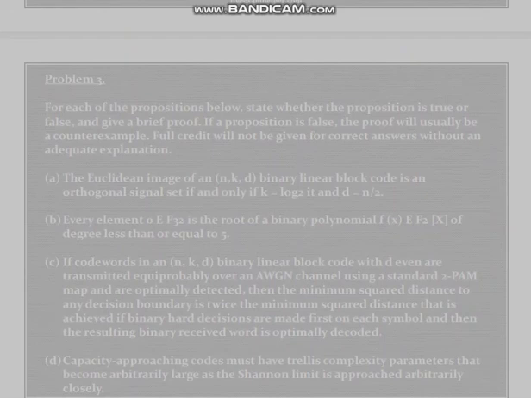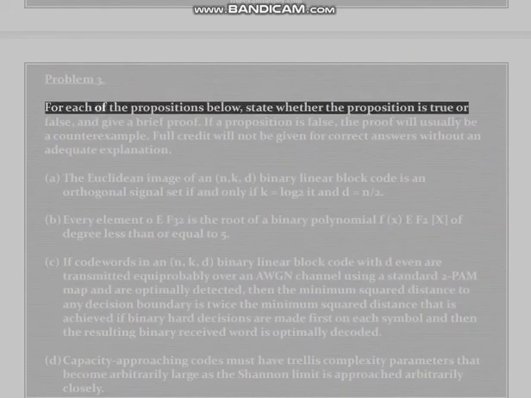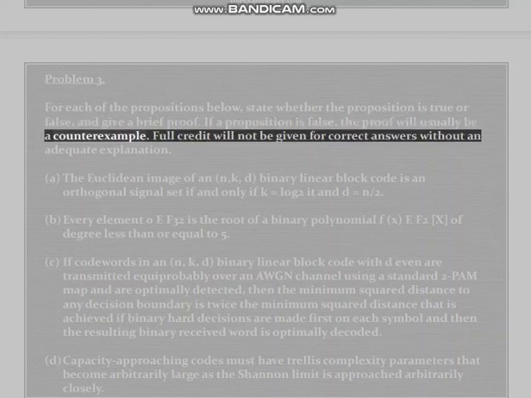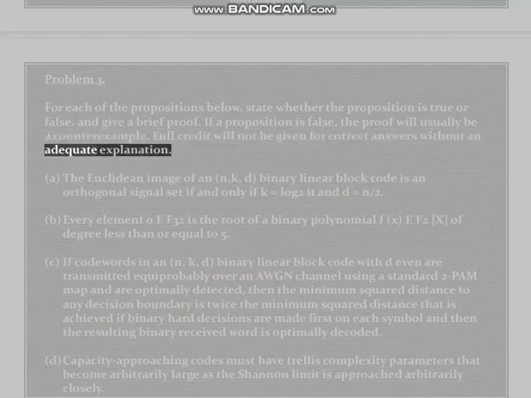Problem 3. For each of the propositions below, state whether the proposition is true or false, and give a brief proof. If a proposition is false, the proof will usually be a counterexample. Full credit will not be given for correct answers without an adequate explanation.